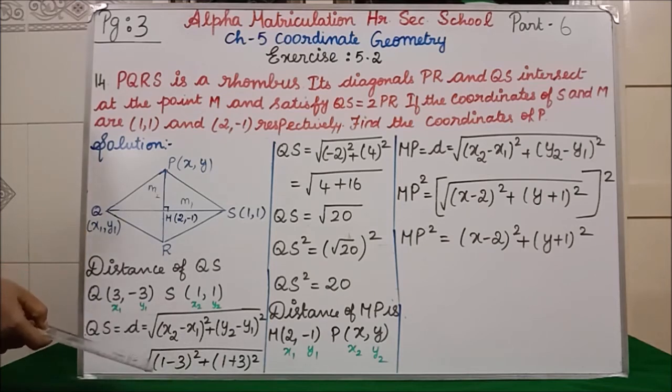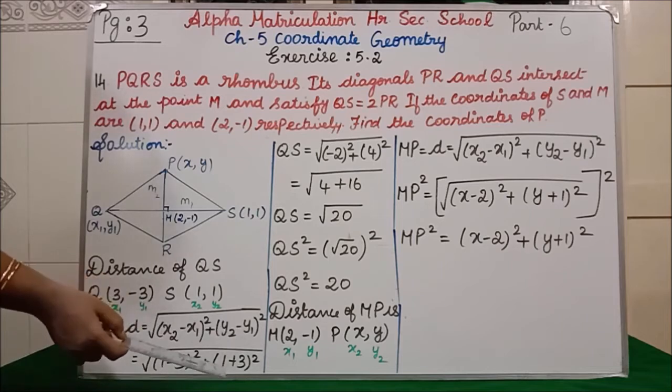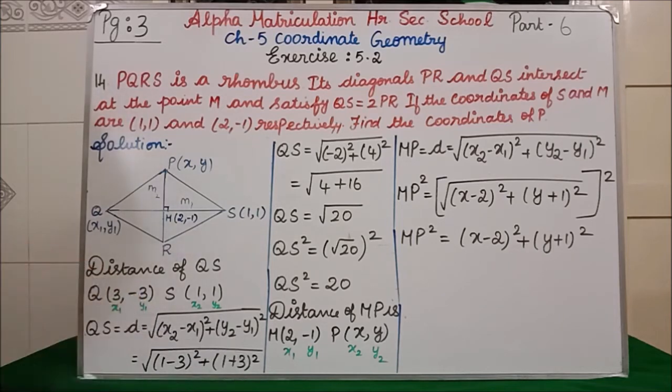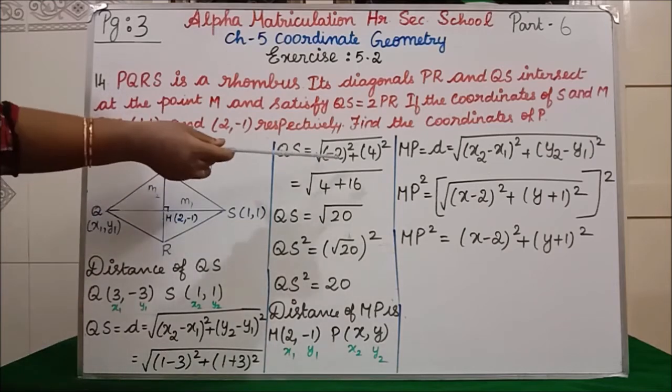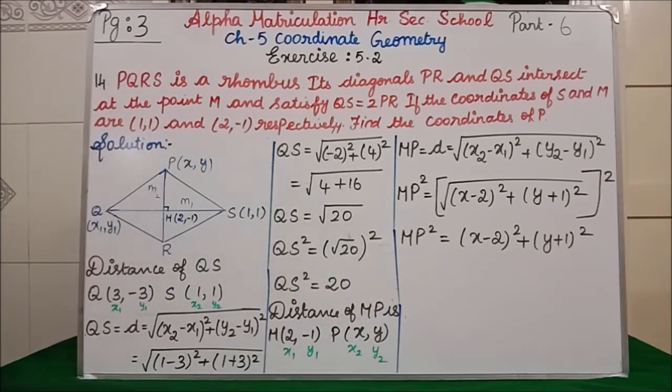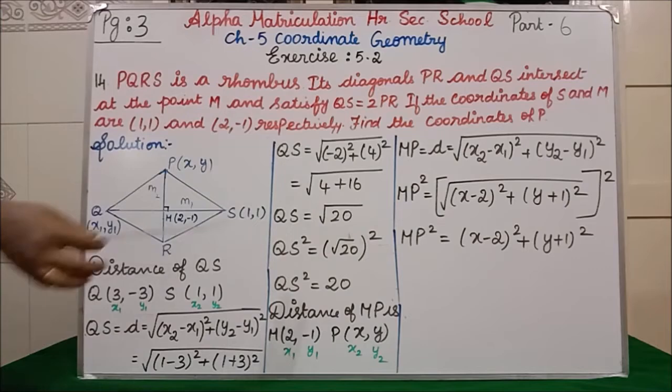Now x2 value is what? 1, x1 value is minus 3, the whole square, plus y2 value is what? 1, y1 value is minus, so in the formula 1 minus will become plus 3, the whole square. The next step: 1 minus 3 is minus 2, the whole square, plus 1 plus 3 is 4, the whole square. So minus 2 whole square means minus 2 into minus 2 is what? Plus 4 we will get. Similarly 4 square is 16. Clear? QS is equal to square root of 20.